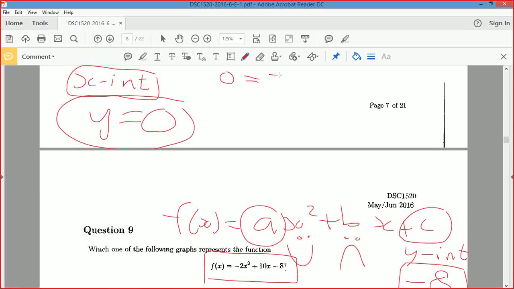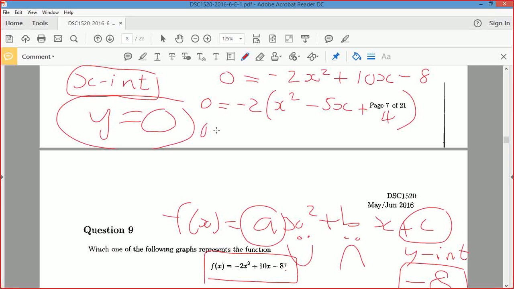So 0 equals minus 2x squared plus 10x minus 8. Can I take out a common factor? Yes. Minus 2 brackets x squared minus 5x, minus becomes a plus, so plus 4. Can I factorize that? Yes, I can. If I can't, then I need to use the quadratic equation again, which I'm not going to because it takes too long. I'm just going to factorize.